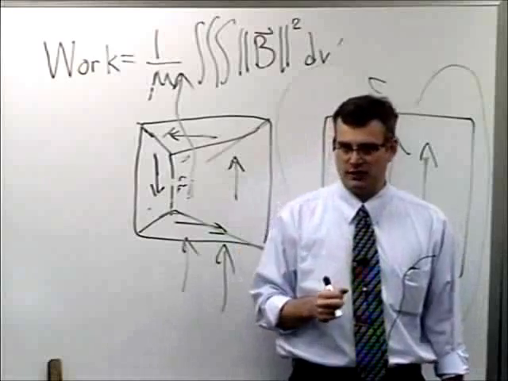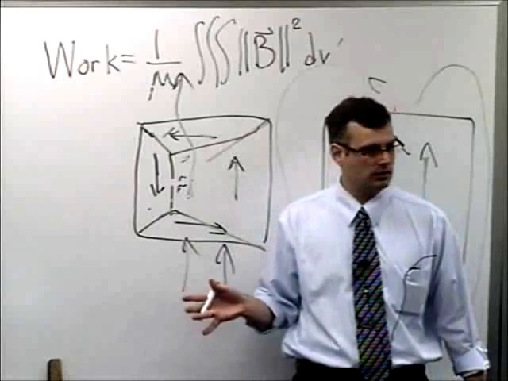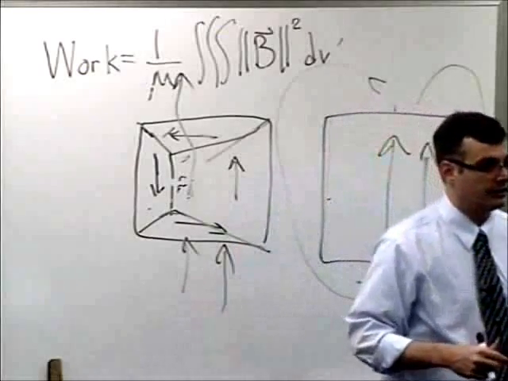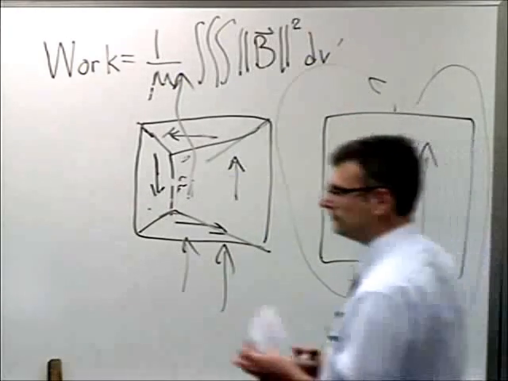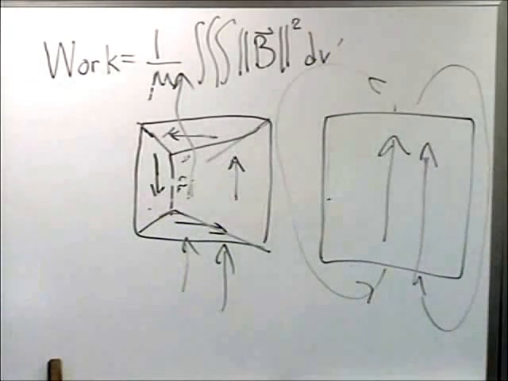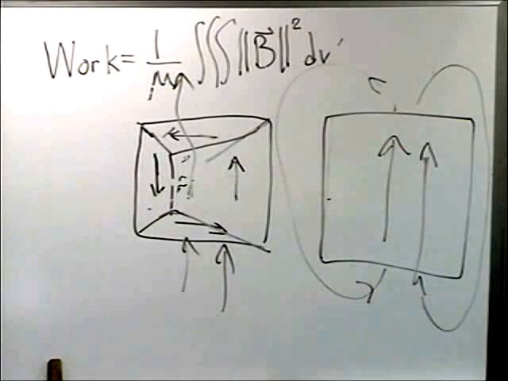Any questions so far? Perfect understanding? Yeah. What determines mu sub r? Like, how do you have ferromagnetism compared to anything else?